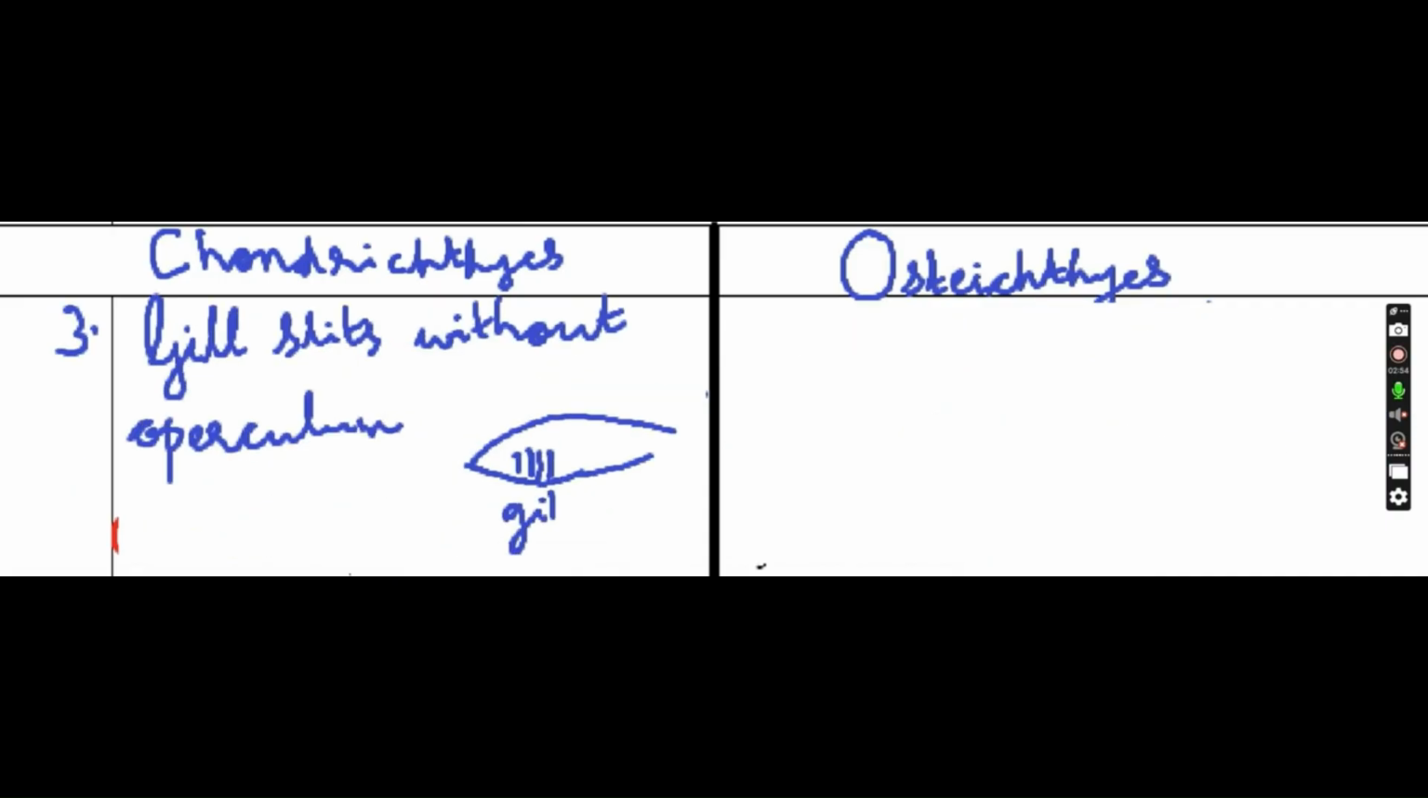Differences in case of Chondrichthyes, they have gill slits, but it's without operculum. Whereas in case of bony fishes or Osteichthyes, they too have gill slits, but they are covered with gill cover or operculum.